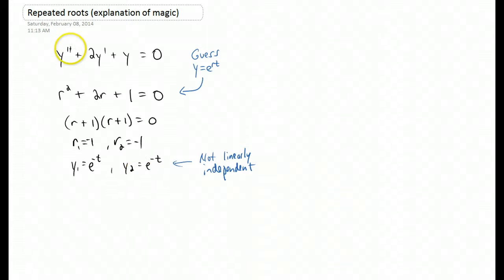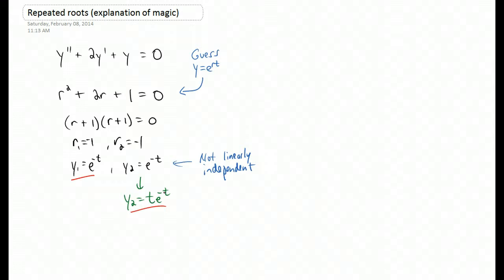And we know that since this is a second order DE, we should get two linearly independent solutions to form our general solution. What we can do to fix this, just in this example, is we can actually take one of the solutions and just multiply it by t. And now we have two linearly independent solutions, and it's easy to form a general solution.